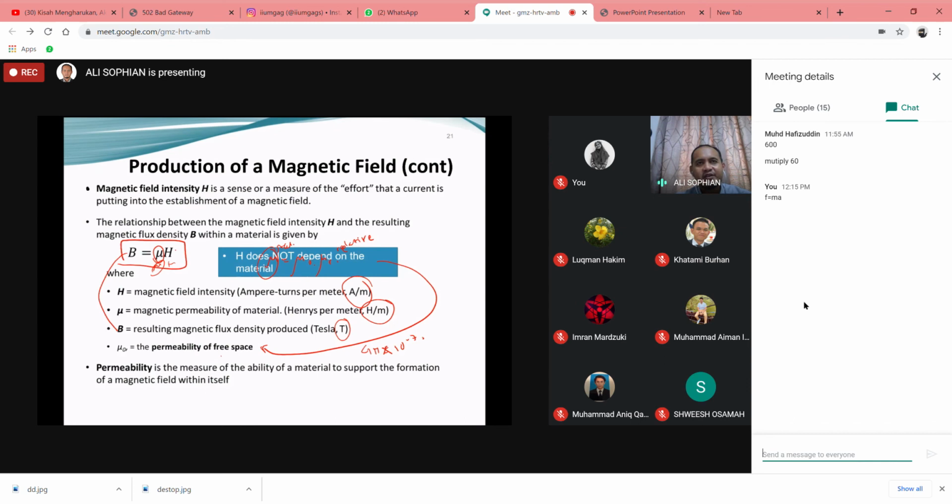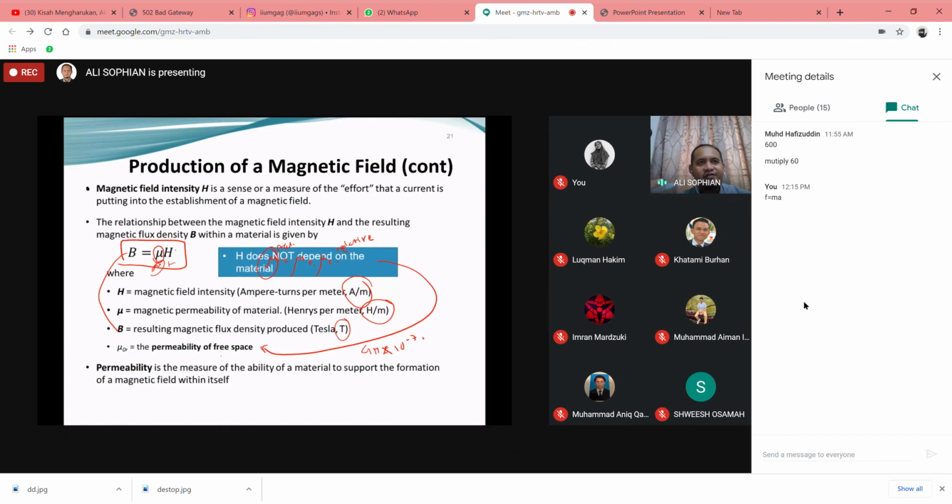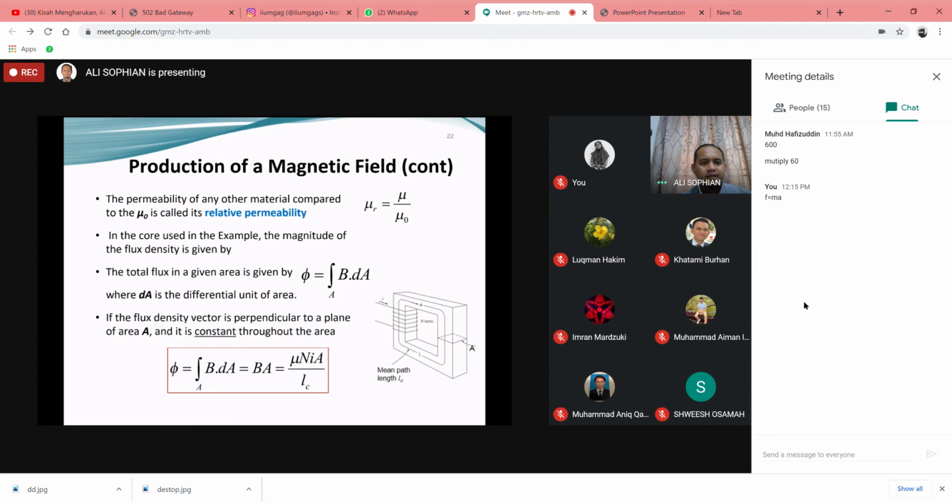If you have a coil with a ferrite as the core, compared to a coil with air as the core, then the B for the coil with the ferrite as the core will be a lot higher, significantly higher compared to the coil that has air as the core. Okay, the one that I presented on the previous slide, mu equals mu R times mu naught. Just rearrange it: mu R equals mu over mu naught.